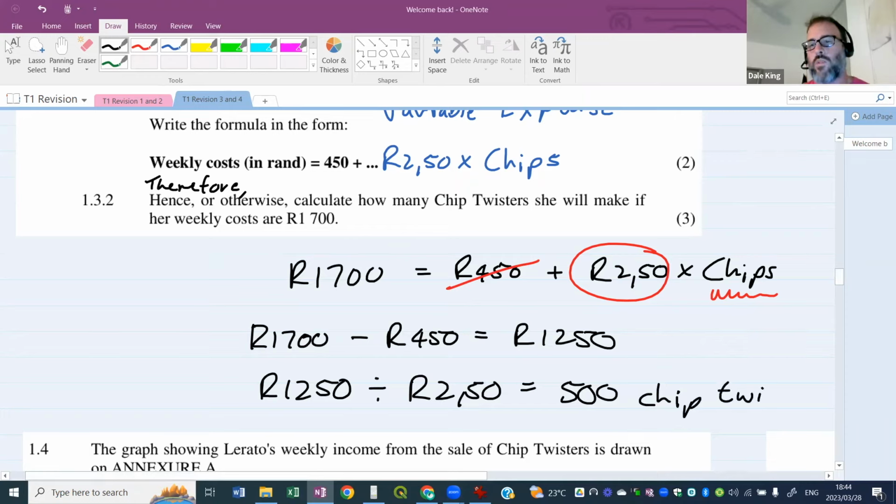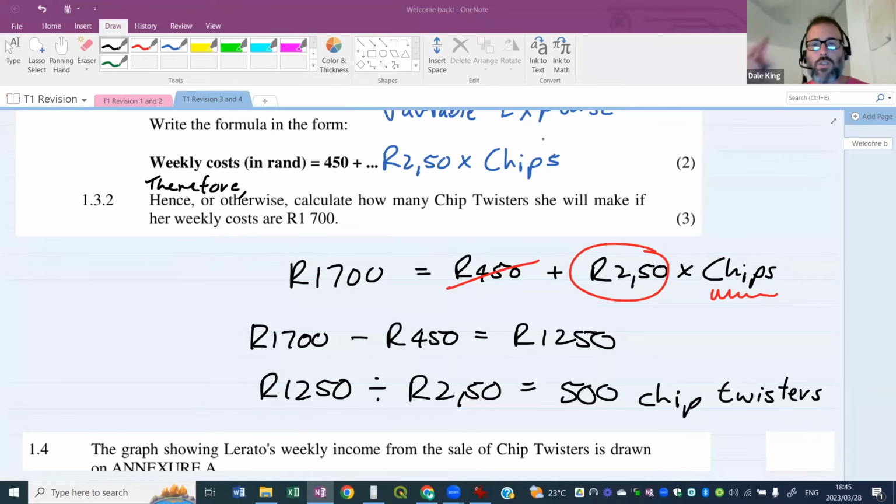Chip twisters to be more accurate. Not ships, not chip twisters. No, but Dandy's got caught up in it as well. Ships. All right, very good.